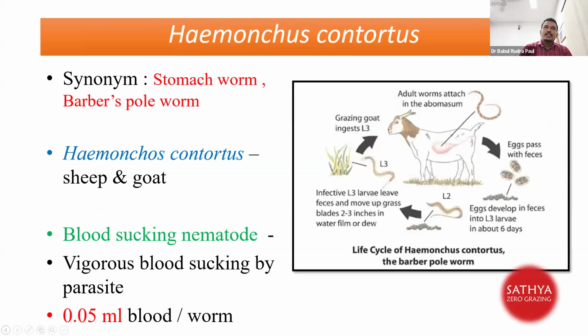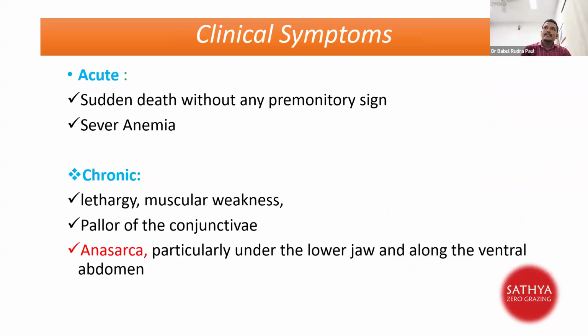If we look a little at Haemonchus contortus, it is also known as the stomach worm or barber's pole worm. The typical character of this parasite is that it is a vigorous blood sucker. Each parasite sucks about 0.05 ml of blood. So in a clinically affected goat, around 1000 to 2000 parasites may be present in the abomasum. If we see the clinical symptoms, there are two groups, acute form and chronic form.